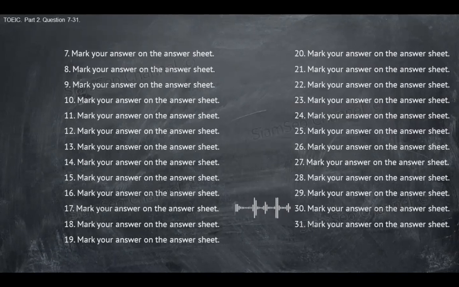Number 30. Shouldn't we reserve a car for our trip to Los Angeles? A. No, I haven't reserved a car yet. B. We could just take public transportation. C. On the morning of the 30th.